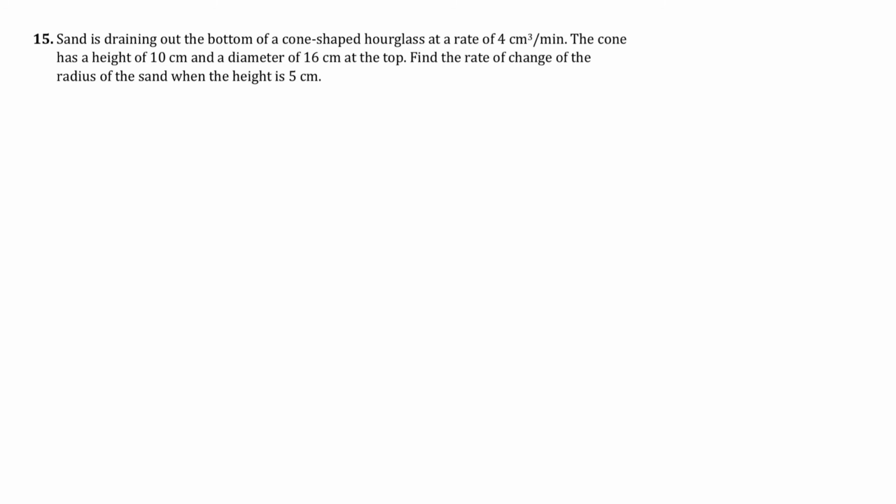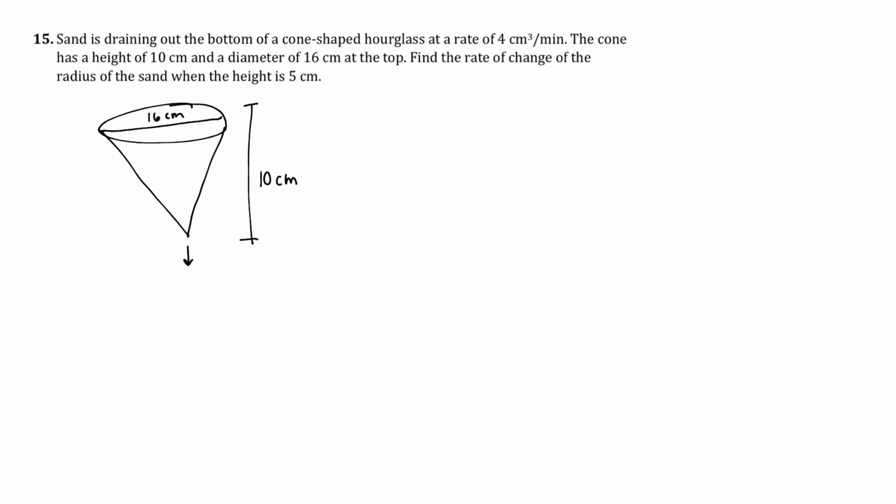So we have a cone-shaped hourglass, and let me draw a picture. Sand is draining out the bottom, so we can kind of guess it looks like this, with sand draining out. And the cone has a height of 10 centimeters and a diameter of 16 centimeters at the top. And then we know that there's sand in here. I'm going to make my sand green, I guess. So there's sand in here, and the sand is draining out.